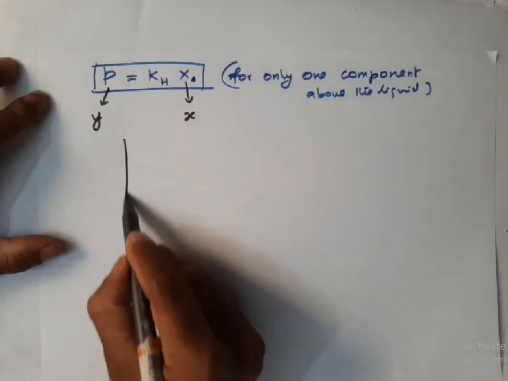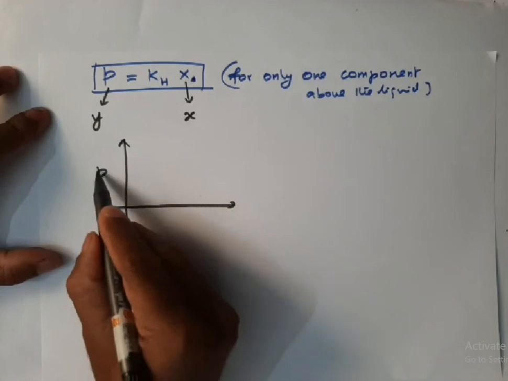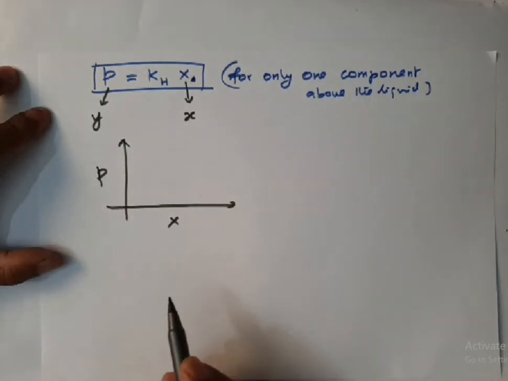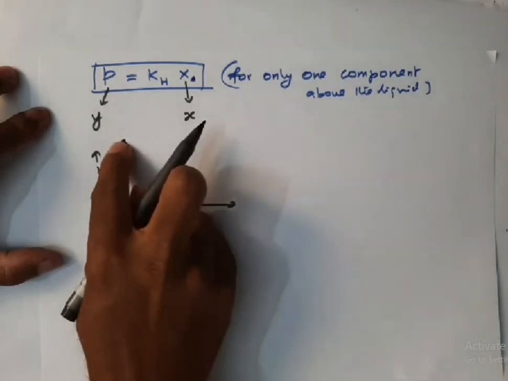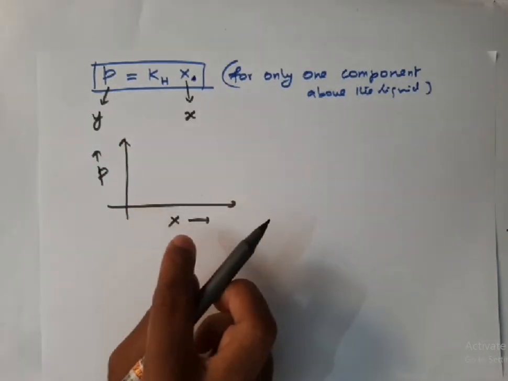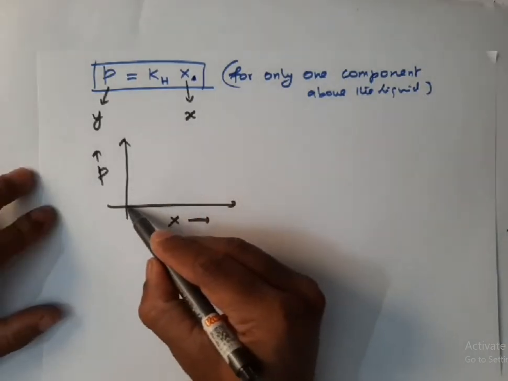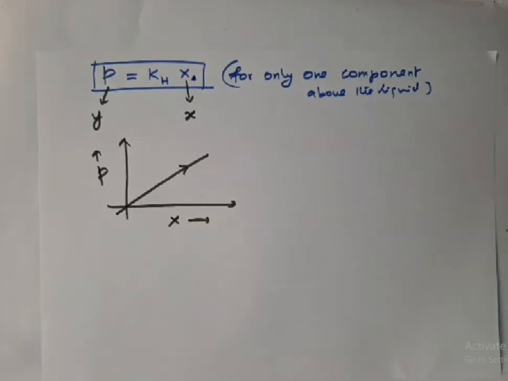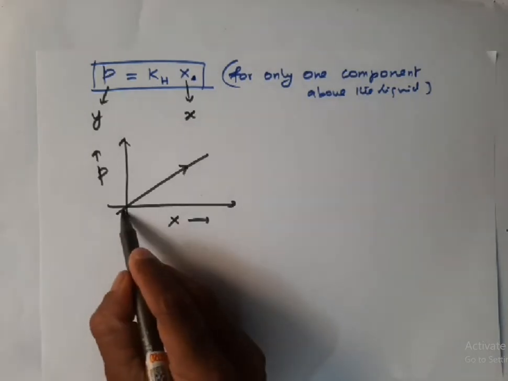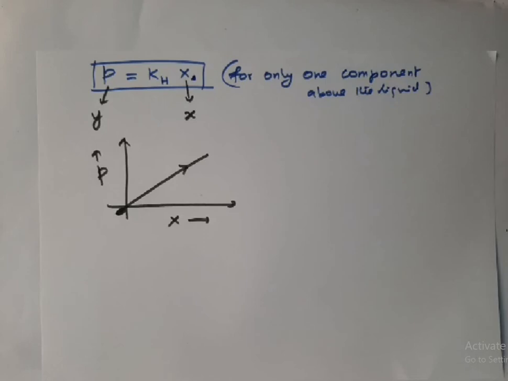So if I plot partial pressure on the y-axis and mole fraction on the x-axis, listen, as the pressure increases, the mole fraction will increase. Mole fraction increases means solubility increases. That's the meaning. So you will get a straight line passing through the origin. I should not show the negative side actually. It will go like this.